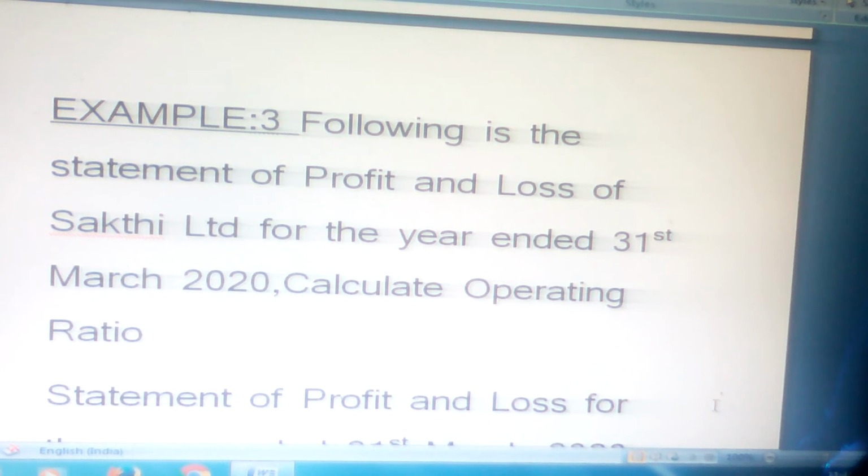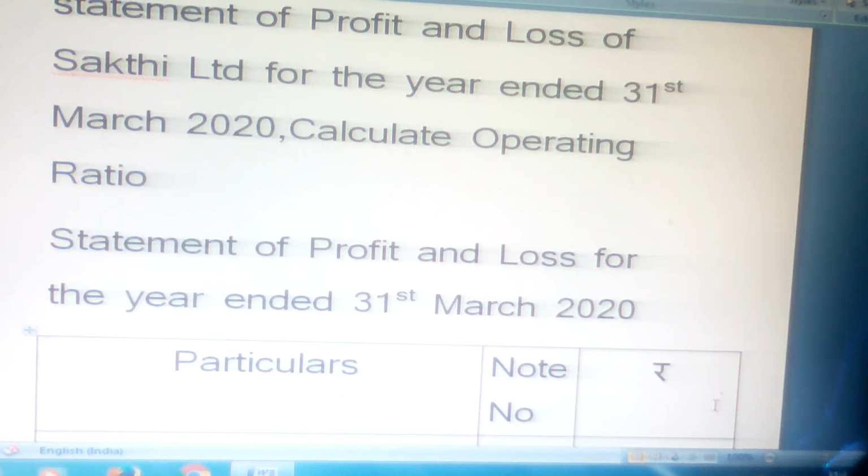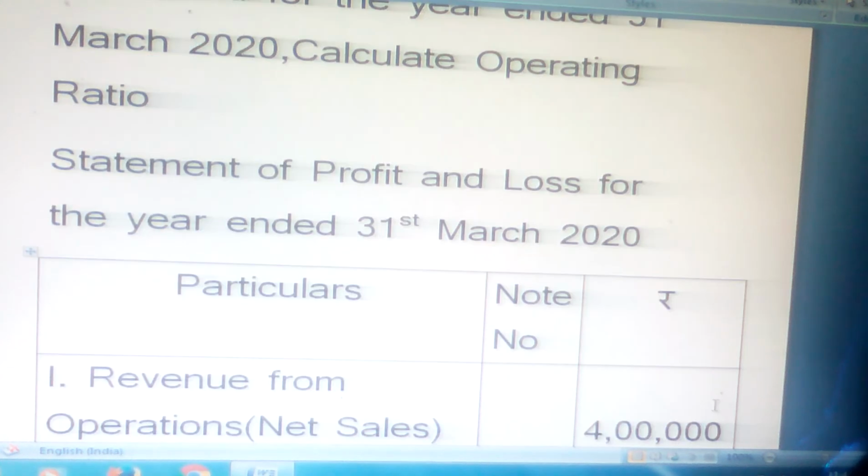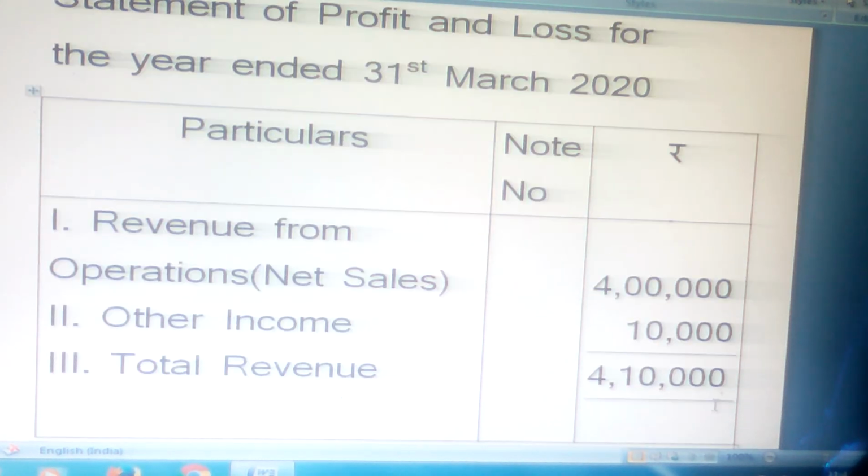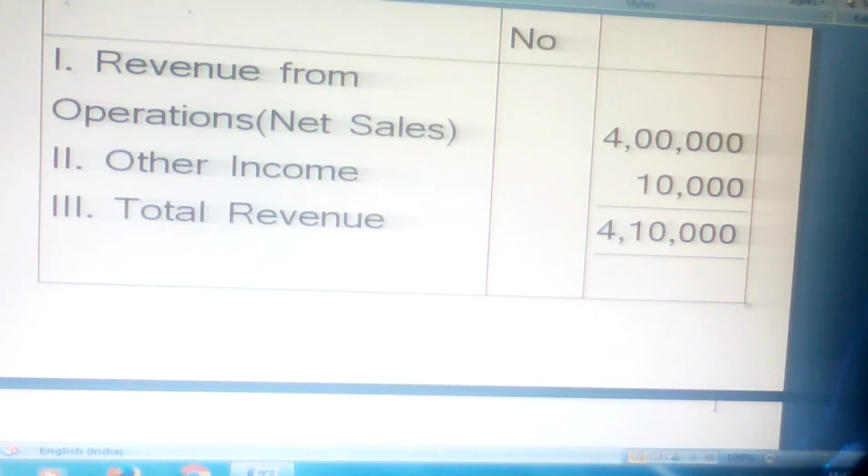Following is the statement of profit and loss of Shakti Limited for the year ended 31st March 2020. Calculate operating ratio. Here the statement of profit and loss is given as on 31st March 2020, in the format of the statement. Revenue from operations, nothing but sales, 4 lakhs. Then other income 10,000. Total revenue 4,10,000.